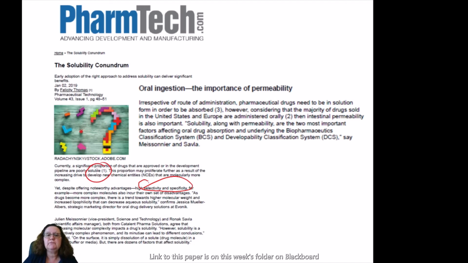And also, related to the delivery mode, it discusses how it's not only solubility that we care about, it's also permeability, especially when we are looking at compounds that are designed to be ingested orally. We need the compound to be soluble in order to be absorbed, but also be able to go through the intestinal wall. So intestinal permeability is another important factor that we need to consider for pharmaceutical drugs, in this case the ones that are designed to be delivered orally.